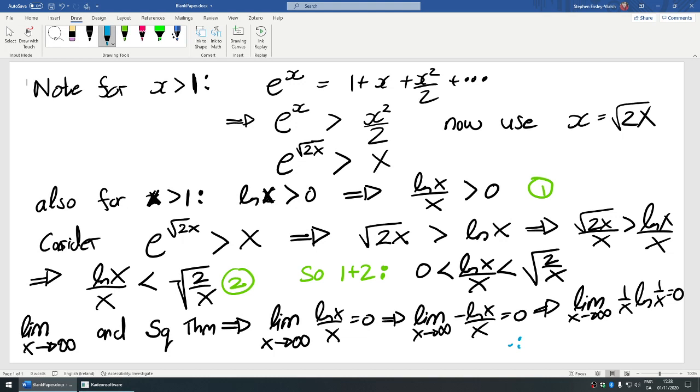So therefore, instead of having x go to infinity, I'll have a different letter like small x go to 0. So therefore, the limit as x goes to 0, but if x is going to positive infinity here, these guys are all positive, so it has to be to the right. x goes to 0 from the right. x log x is 0 then, which is exactly what we needed to prove without L'Hopital's rule.